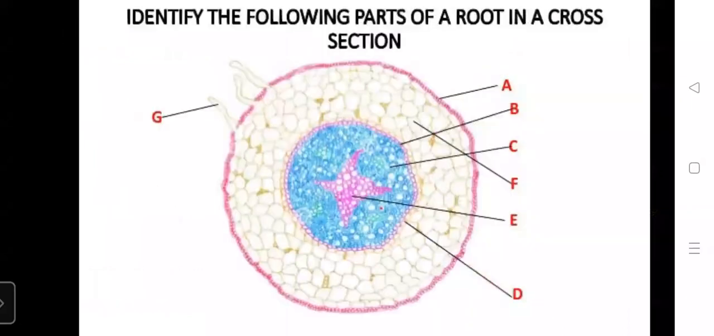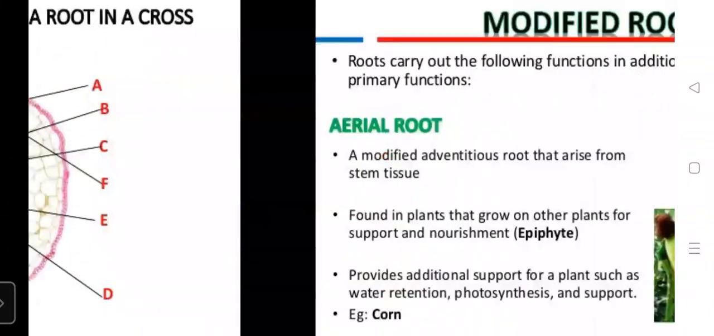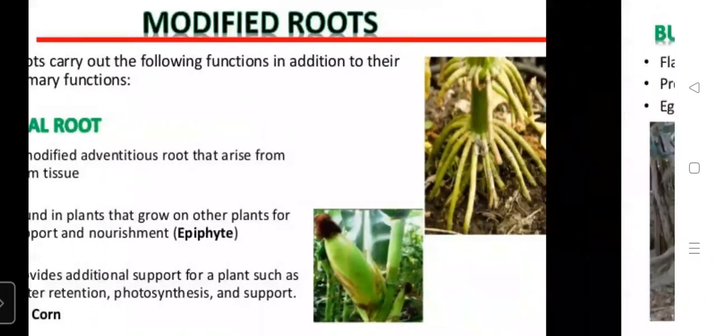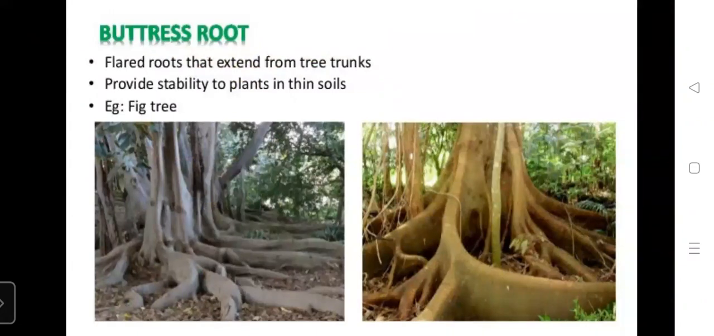Now some modified roots: aerial roots. They are found in plants that grow on other plants for support and nourishment, called epiphytes. They provide additional support, water retention, and photosynthesis. Example, corn. Buttress roots are also observed in some plants, such as the fig tree. Flared roots that extend from the tree trunks provide stability to plants in thin soils. These type of roots are called buttress roots.